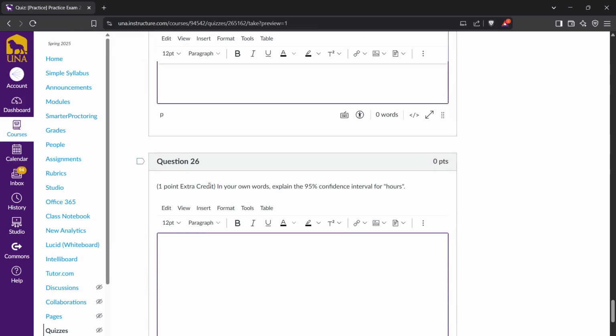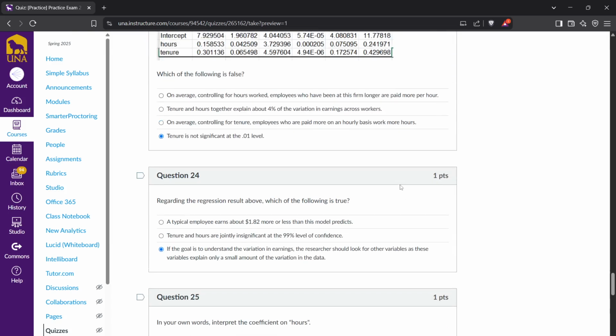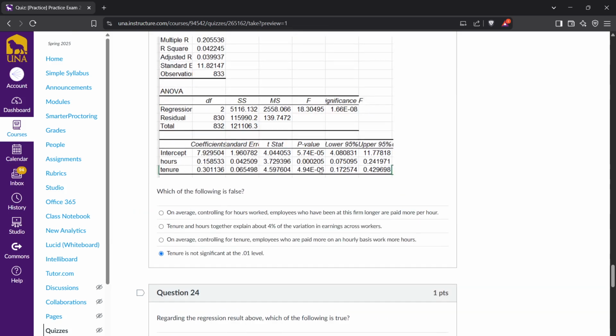One point extra credit. In your own words, explain the 95% confidence interval for hours. Okay, well, it's a confidence interval for hours, 95% confidence interval. This is the set of values that are close enough to my estimated coefficient that if I gave you a null hypothesis in this range, I would fail to reject that null hypothesis at the 95% level of confidence. In other words, this set of values is the coefficient plus or minus.